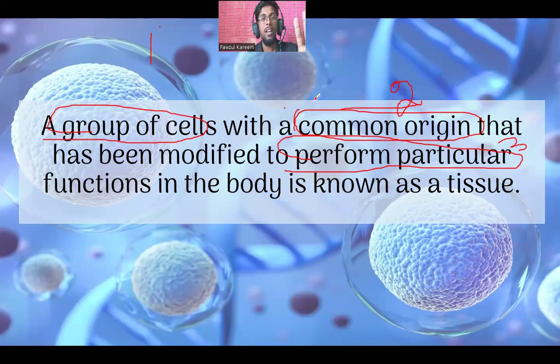A group of cells with a common origin, those who are performing a common function, a particular function. What three things did I say about tissues? A common origin, a group of cells, those performing a particular function, a unique function. Particular means a specific, unique one. Each and every tissue has a unique function.